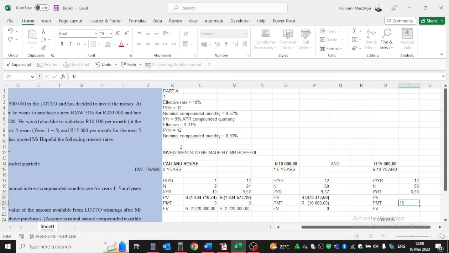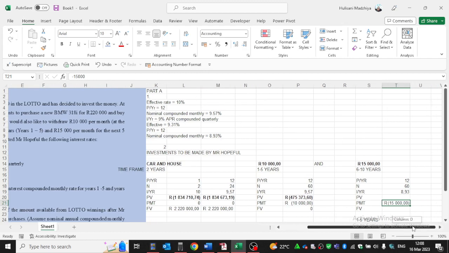PMT, we know that from this period he needs to withdraw 15,000, which is going to be a negative amount because it's an outflow of cash. There we have our 15,000 as an outflow. And then what will be the future value for this investment? At the end of 10 years, there won't be any amount left because there's no other withdrawal or any wish that he has to be left with 10,000 or 100,000. So there is no such wish, and therefore we're going to have a zero future value.